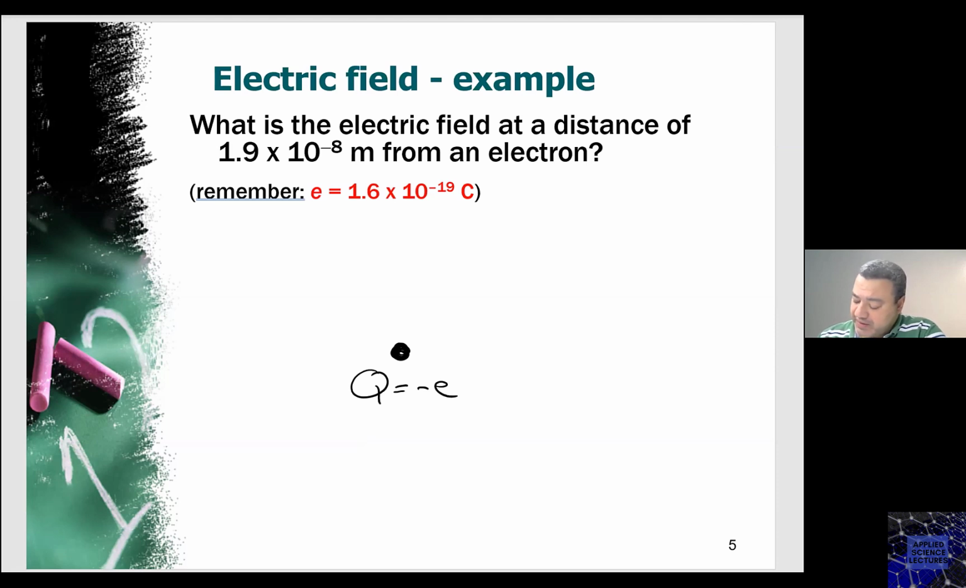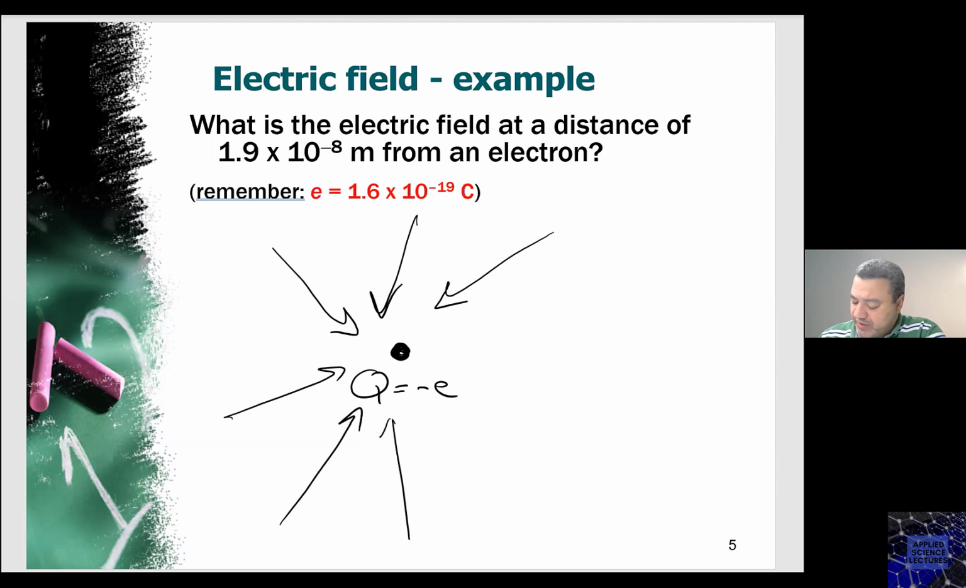In this case, the electric field generated by this electron will be pointing toward this electron. So this is the electric field. This is the electric field. At any point, it will be pointing toward the charge, the electron.